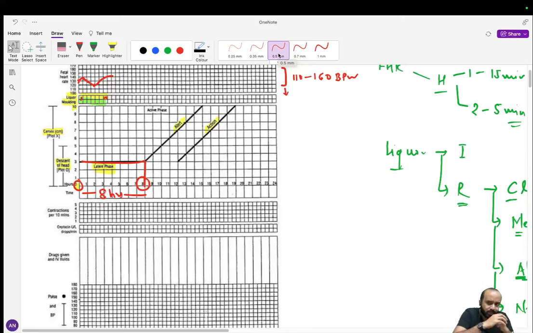There is a suspicion that there might be labor dystocia. Whereas once it crosses the action line, I have to definitely take an action, and that action will either be augmentation with oxytocin or a cesarean section. So these are the two very important lines.